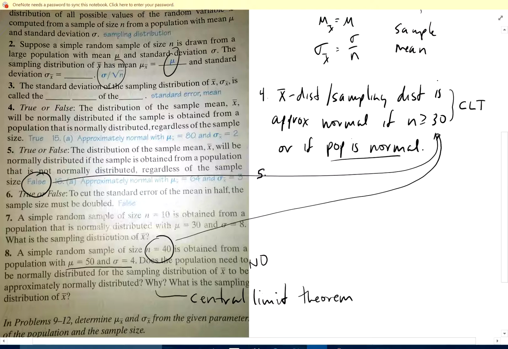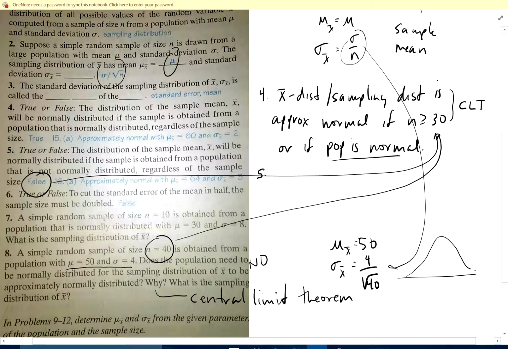What is the sampling distribution of x bar? Well, it's normal with mu equal to 50 and sigma equal to 4 divided by the square root of 40. That's my sigma over the square root of n right up here. Okay, and it looks like this, right? Mu x bar, sigma x bar. Okay, let's look at 13.